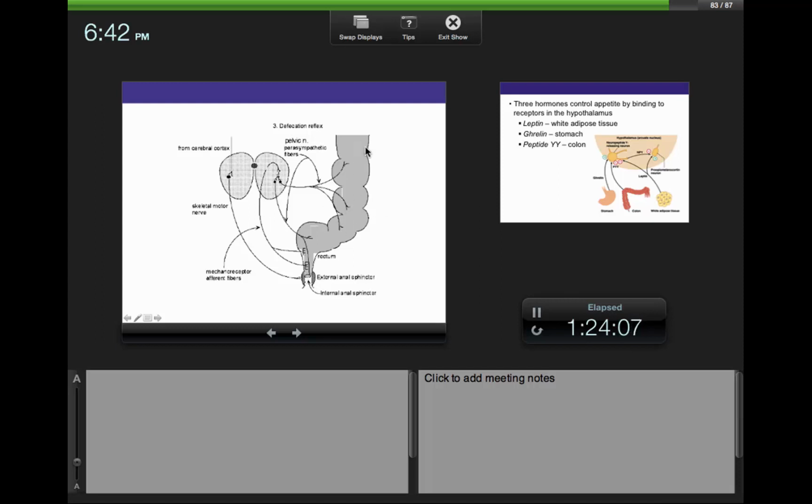Causing movement in the sigmoid colon. A relaxation of the internal anal sphincter. And an immediate constriction of the external. That's where you like, oh my gosh, I better go to the bathroom right now, right? You literally kind of constrict that as you waddle down the hallway.